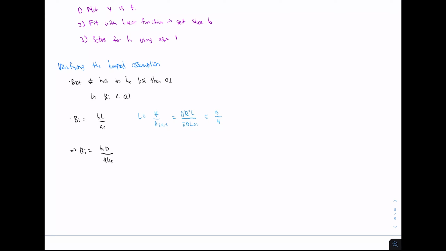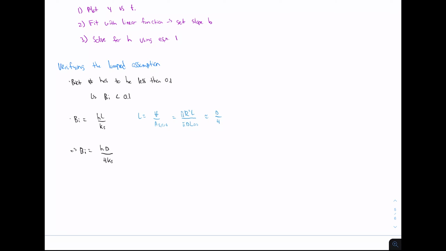Okay, so we talked about this earlier. We have to verify that we can use this lumped assumption. This verification is going to be determined by whether our Biot number is less than 0.1. So this has to be less than 0.1 in order to use the lumped assumption.